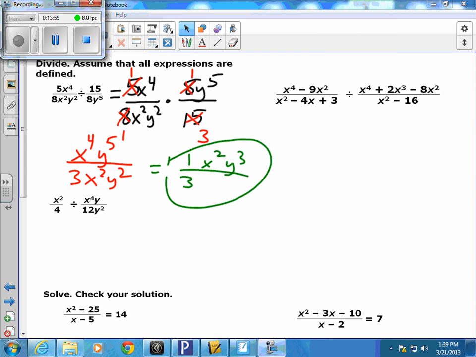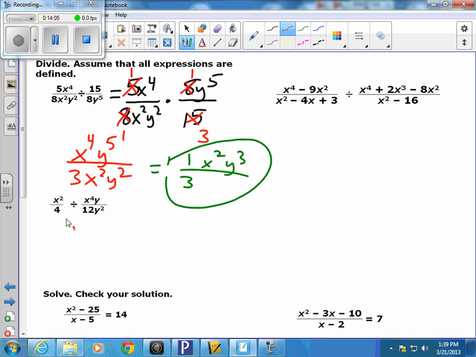Alright, so actually let's do one more. X squared over 4 divided by x to the 4th y over 12y squared. So again, let's turn division into multiplication of the reciprocal of the second fraction. Let's do any cross simplifying with our coefficients if we can, like the 4 and the 12. We can divide by 4 each of those. So you get 1 on the bottom, 3 on the top.